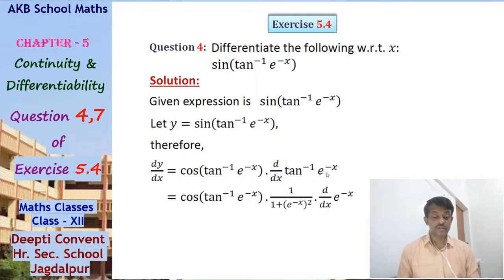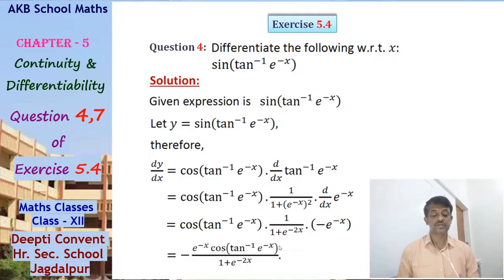Now the differentiation of this, first tan inverse. The formula is 1 upon 1 plus x square, so with e to the power minus x in place of x, it is 1 upon 1 plus e to the power minus x whole square, and then the derivative of e to the power minus x, which is minus e to the power minus x. Now collect this: minus of e to the power minus x cos tan inverse e to the power minus x upon 1 plus e to the power minus 2x. This is the derivative of this function with respect to x.